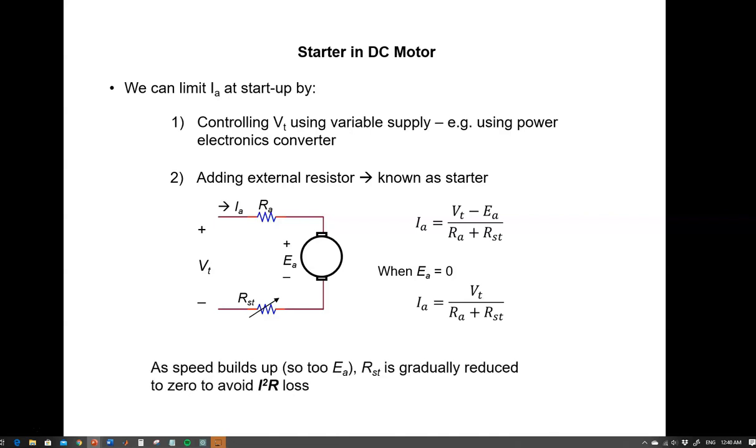As the speed builds up, so too is going to be EA, the back EMF. And in order to avoid the high I squared R losses due to the external resistor RST, or the starter resistor, we have to gradually reduce RST.